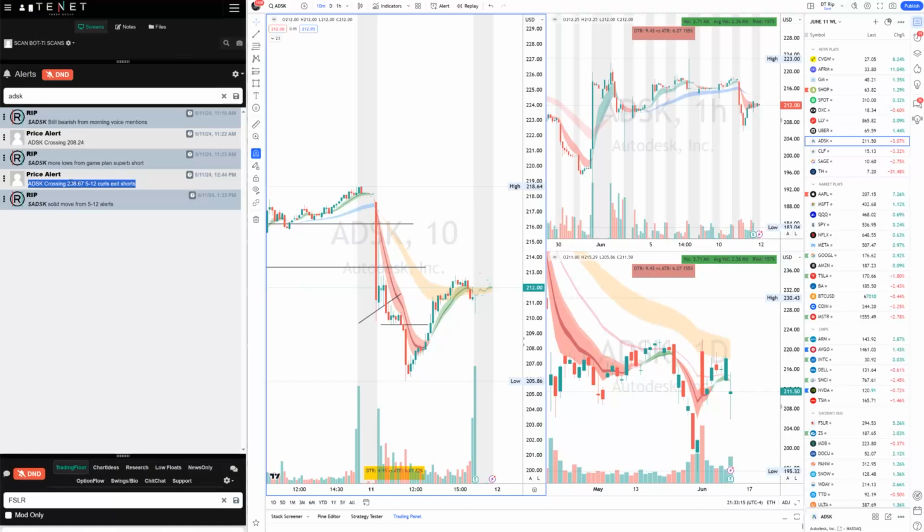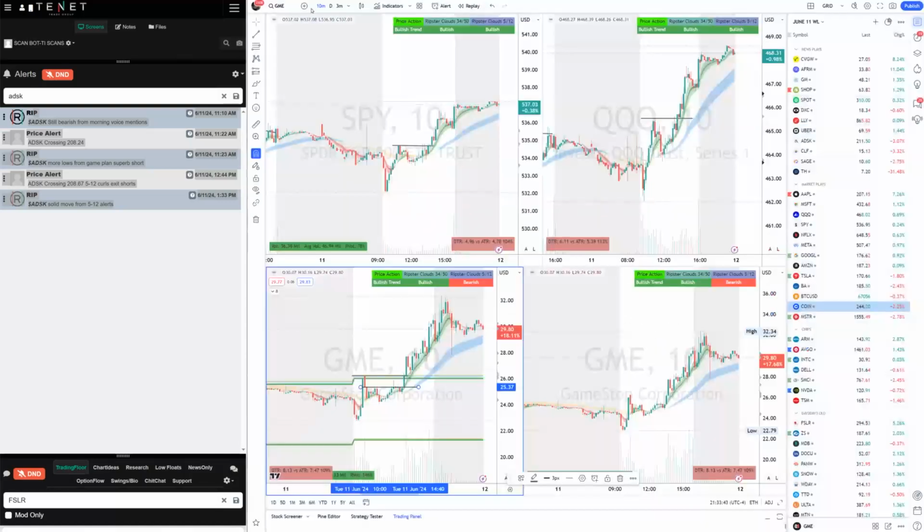So it also gave a curl at 208.67. You can see the price alert. This is where it gave the curl. This is where you exit the short, and then it pushed almost $4 from the curl alerts. So that's how you play both sides, right? So that was ADSK. All right, let's wrap up with SPY and QQQ setups today.